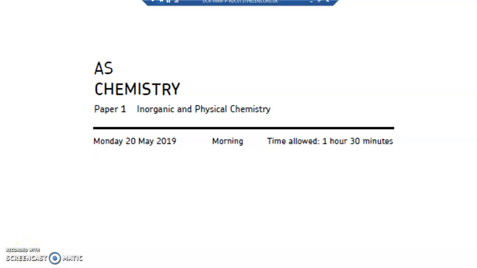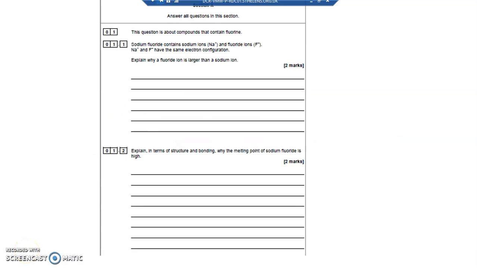Yes, Chemistry Paper 1, May 2019. Question number 1.1. Sodium fluoride contains sodium ions Na+ and F- ions. They've both got the same electronic configuration. So how's that come about?